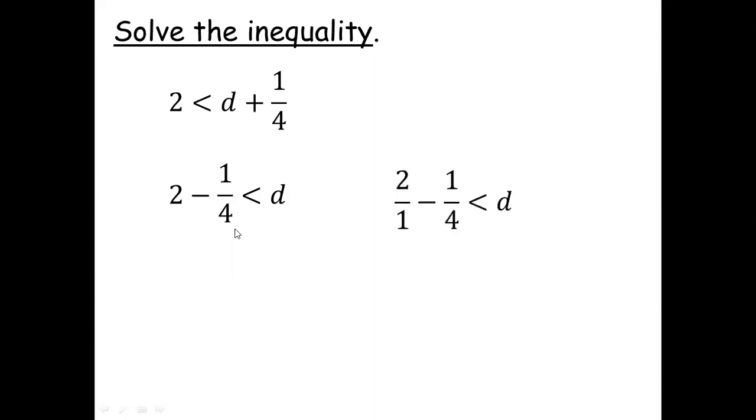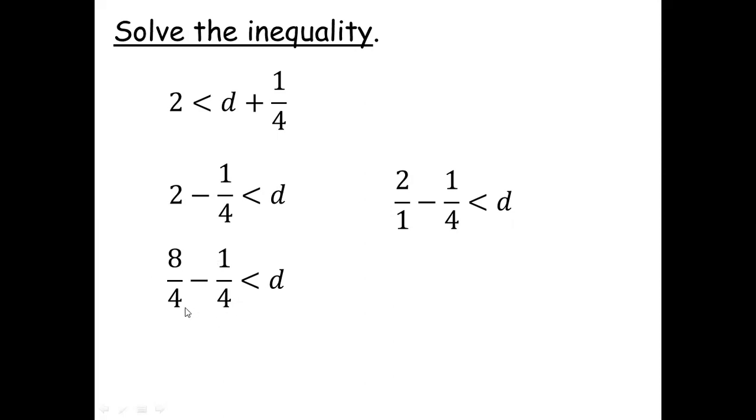So to do that, the question will be written in this way: 2 over 1 minus 1 over 4. But you know that you cannot subtract unless the two denominators are the same. So to make them the same, we have to multiply the numerator and the denominator by 4. If you multiply the numerator and denominator by 4, that would give you 8 over 4 minus 1 over 4 is less than D.